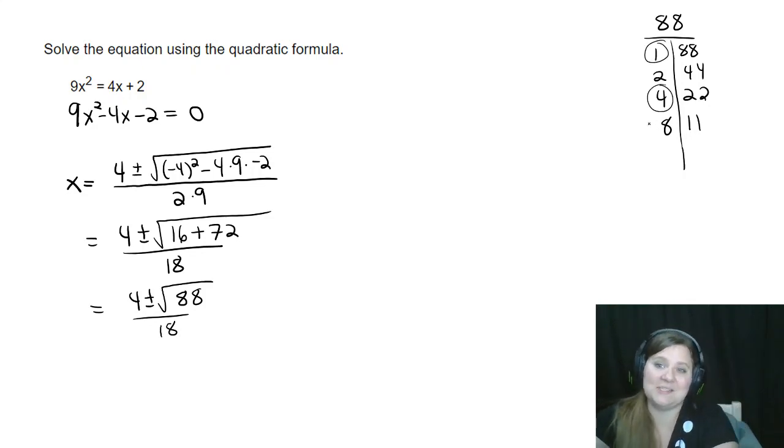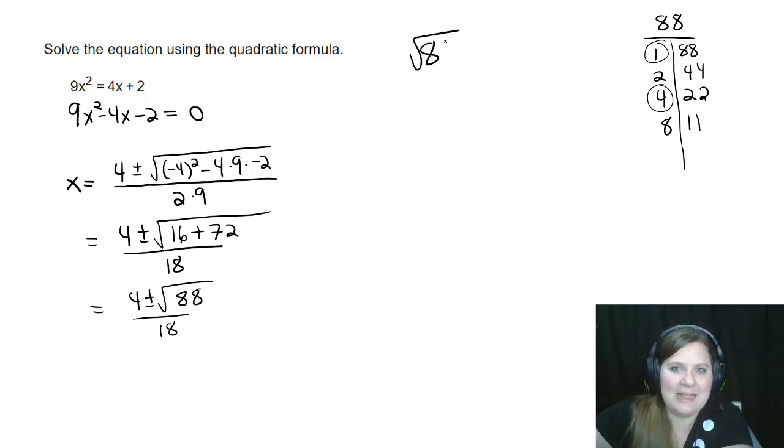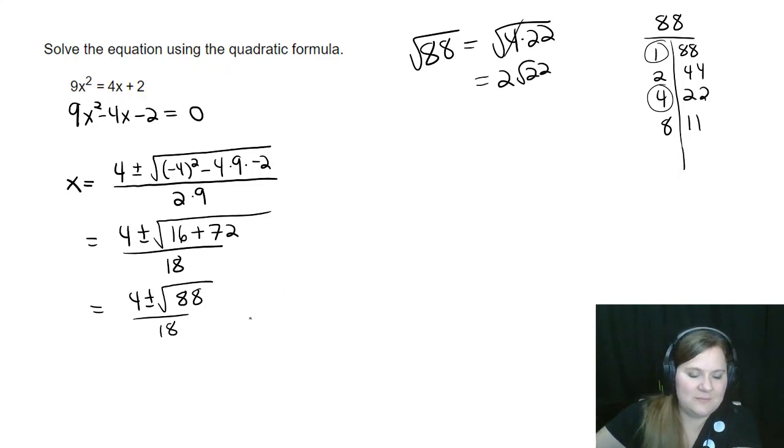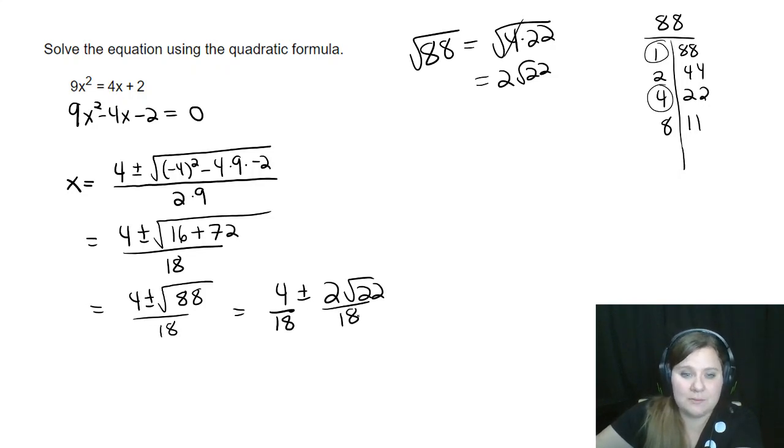The big one in this case is 4. So root 88 is like root 4 times 22, which is 2 root 22. So I have 4 plus or minus 2 root 22, and it's all over 18, but I'm going to go ahead and split the fraction so that I can simplify each one. 4 and 18, 2 goes into both, so this simplifies to 2/9, plus or minus 2 goes into both 2 and 18, so this is root 22 over 9.